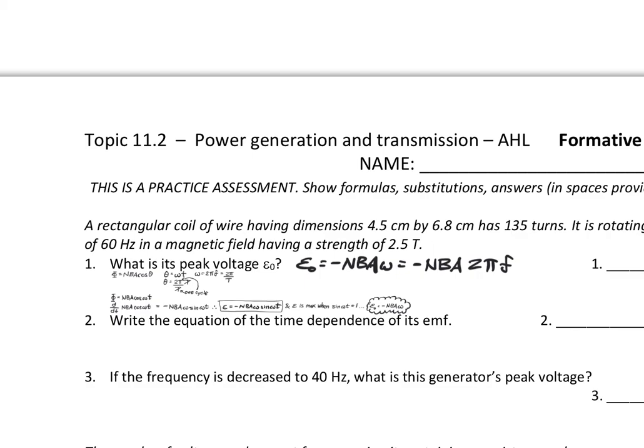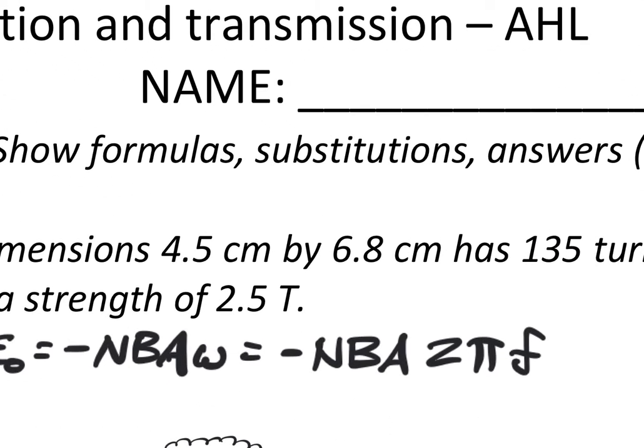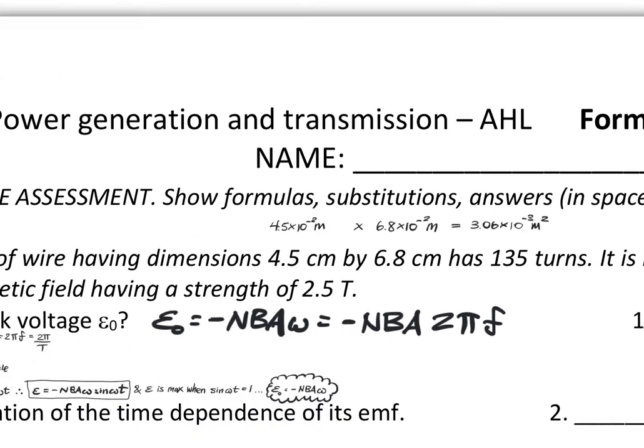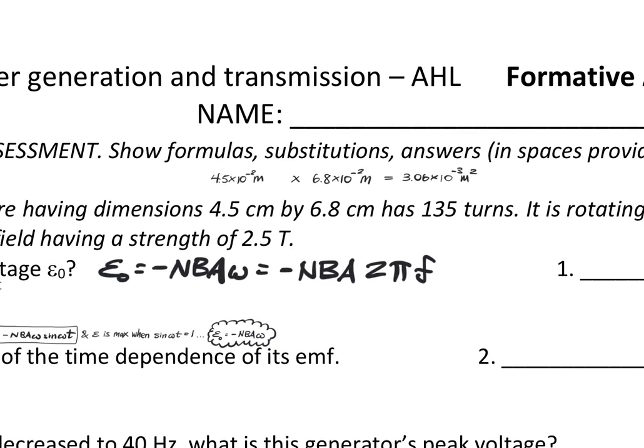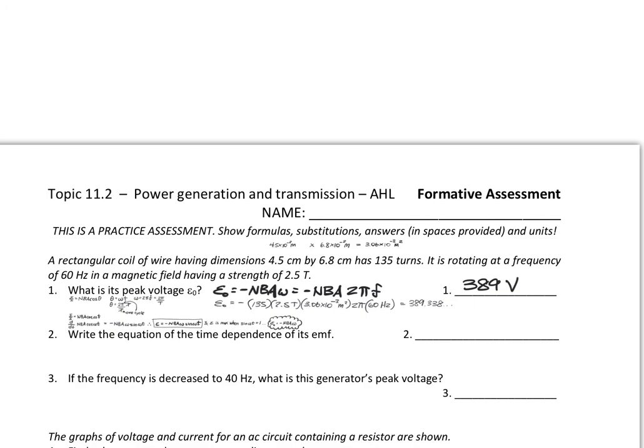We said that before. So we're going to use the frequency they gave us, the magnetic field they gave us, the number of turns, and then we also had to figure out the area. So let's do that. Let's use this 4.5 centimeters by 6.8 centimeters. So that's 3.06 times 10 to the negative 3 meters squared for our area. So let's work the numbers. Working the numbers through, we get 389 volts, really 3.9, maybe 390 volts because of the two significant figures on our givens. Maybe I'll write that in, 390 volts.